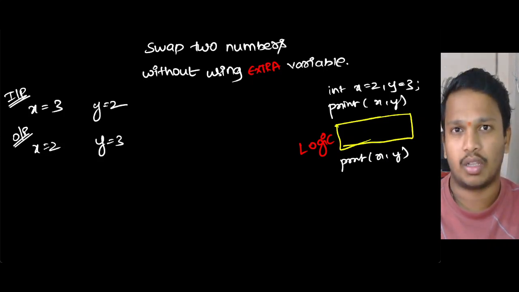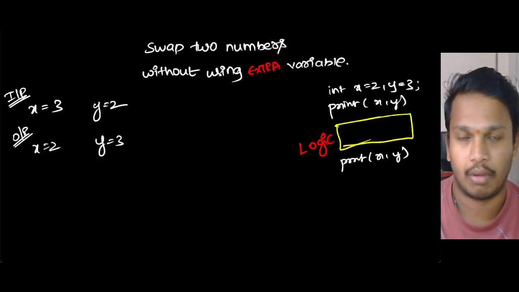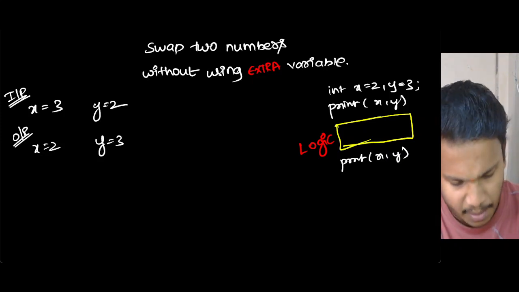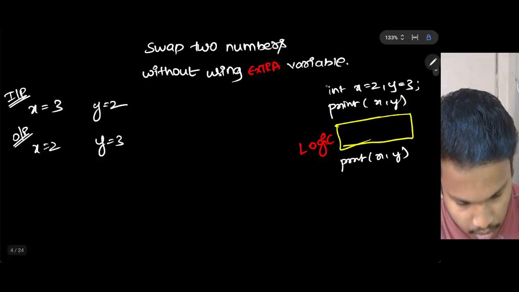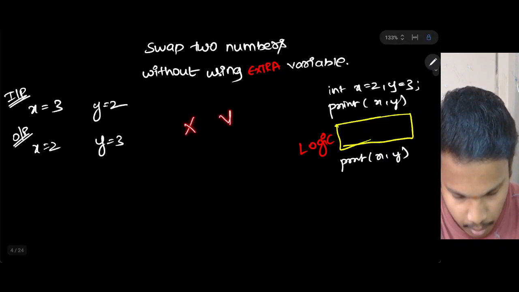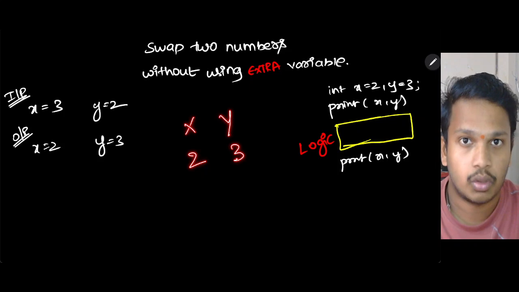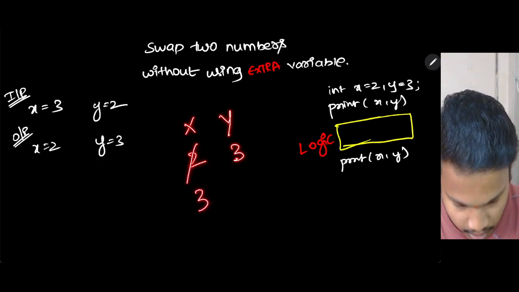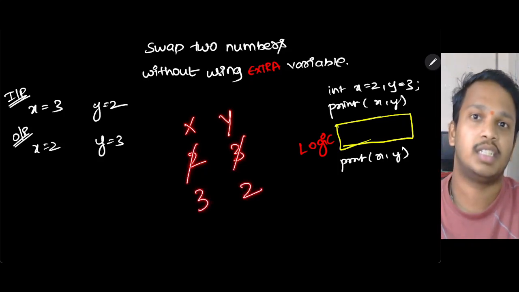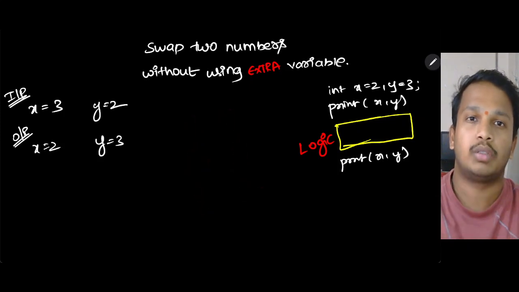I hope you all know what is meant by swapping. For those who don't know, I will explain in brief. See, swapping is, for example, x and y. We have two values, 2 and 3. If you swap the values, the x value will become 3 and y value will become 2. This is known as swapping. Just interchanging two values is known as swap.